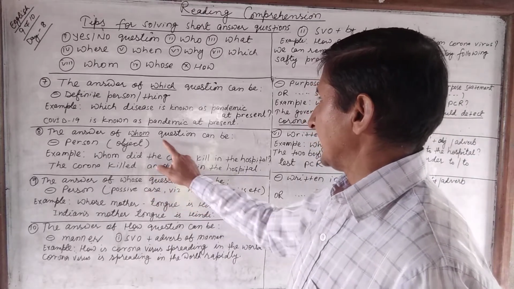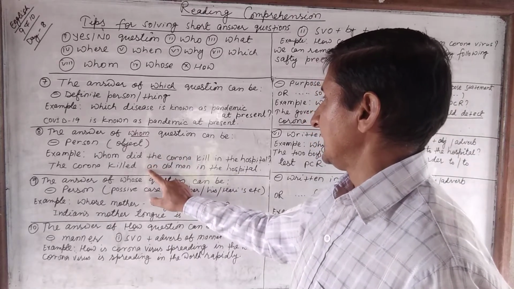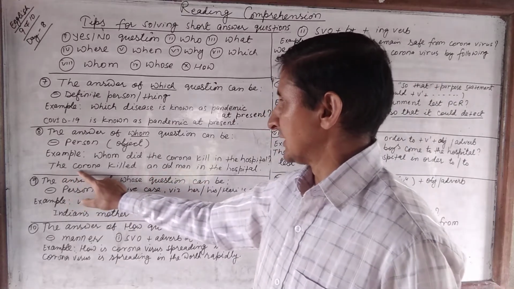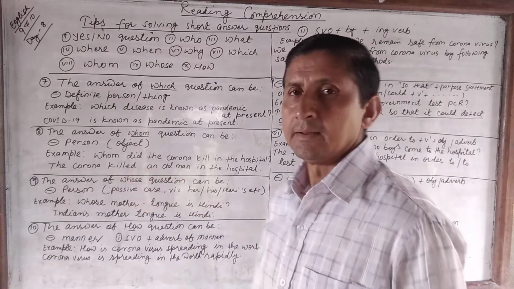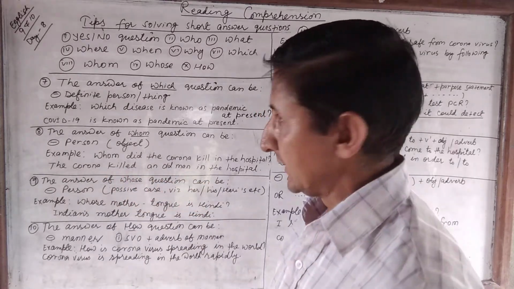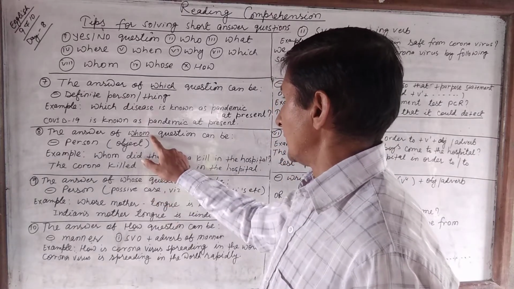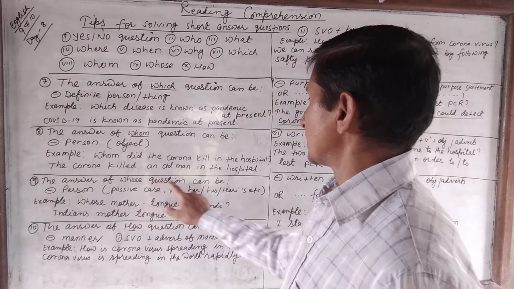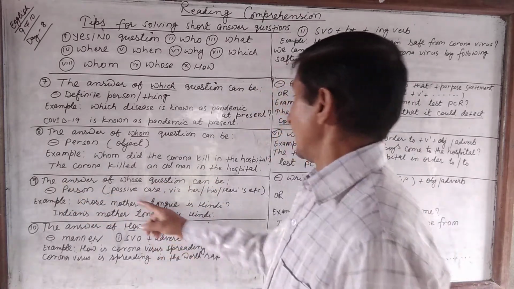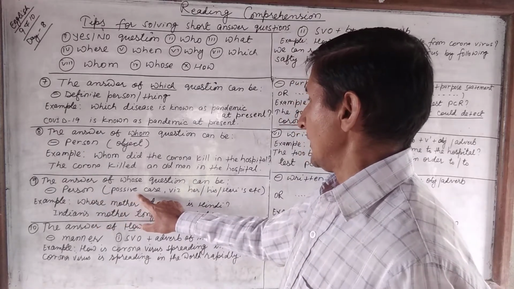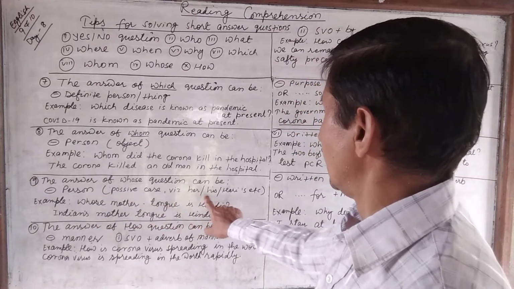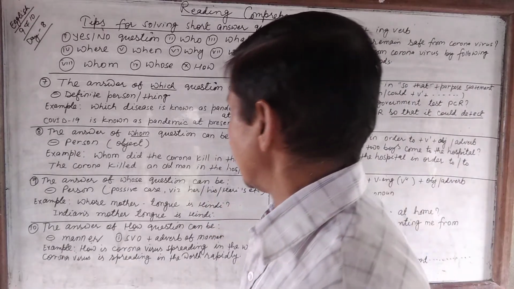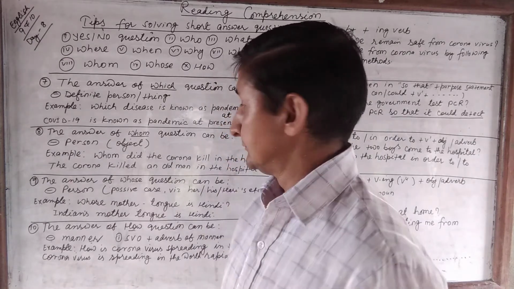An old man is the answer of the whom question, and it is written in the place of object. The corona is the subject, killed is the verb, and an old man is the object. In place of object, we write the answer of whom questions. The next is the answer of a whose question, which can be a person in possessive case: her, his, her is. This is how we write the answer in possessive case.